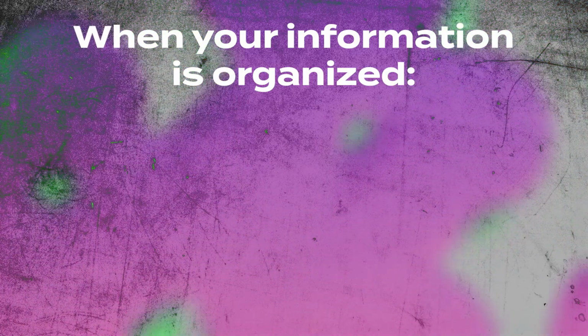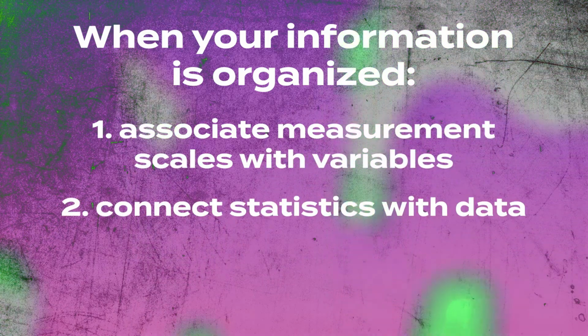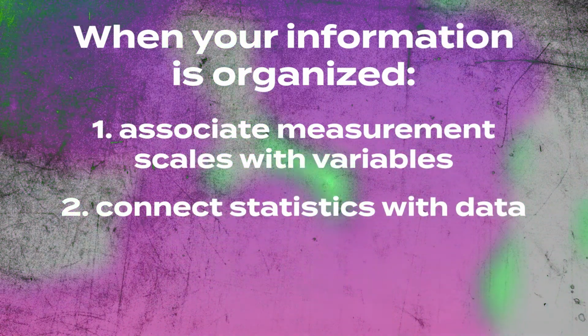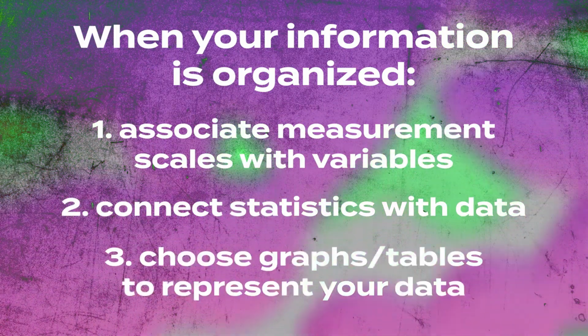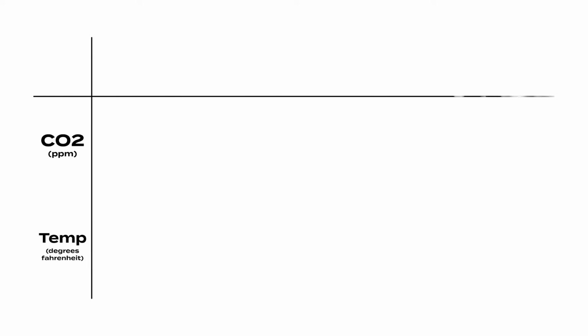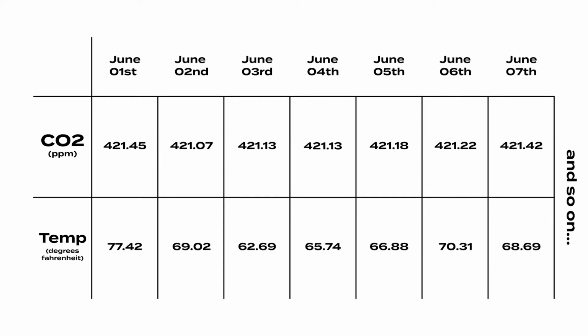Once you have your information organized, you want to associate measurement scales with variables, then connect the descriptive statistics such as mean, frequency, percentage, etc., with the data, and then you will select appropriate tables or graphs to represent the data. For example, if you measure the CO2 concentration in the air and the daily temperature during a month, you will have 30 units of information per variable, 30 for temperature and 30 for the CO2 concentration.